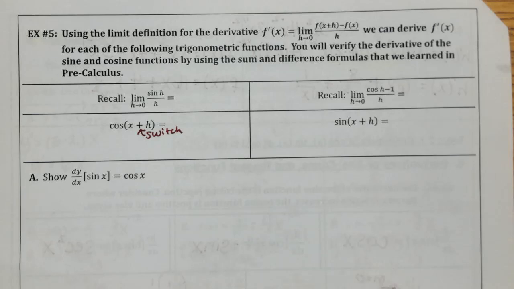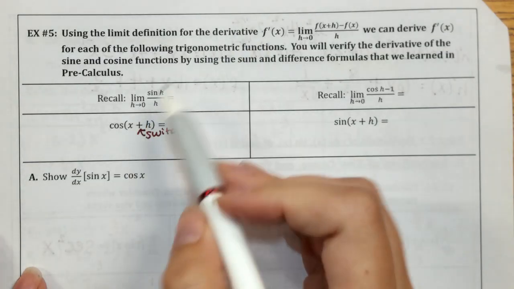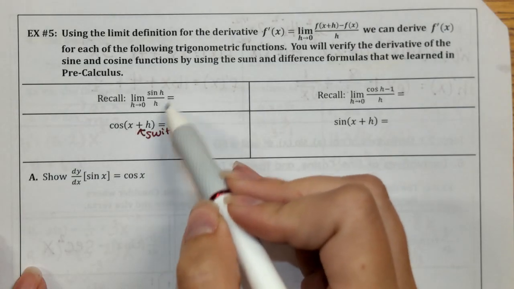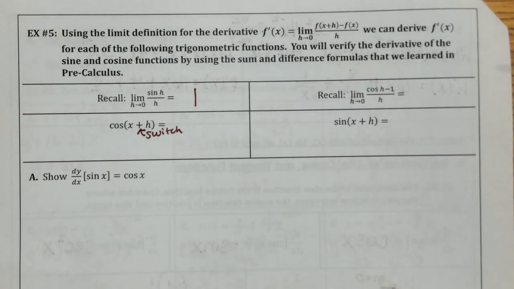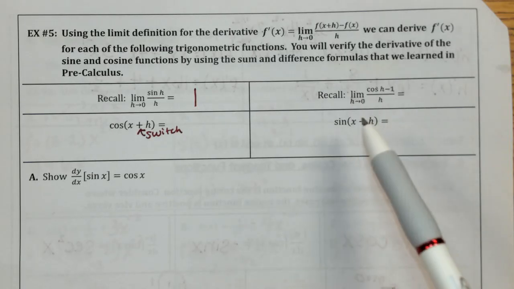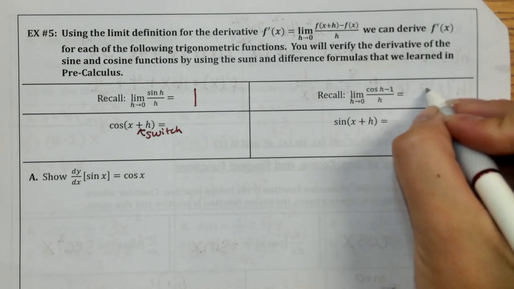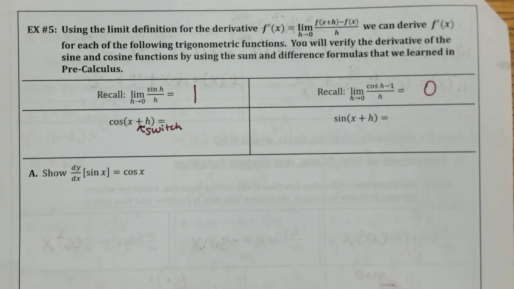It's okay. So, first off, we're going to establish these two rules. If you have the limit as h approaches 0 of sine of h over h, very similar to your sine rules, this is going to come out to 1. If you have the limit as h approaches 0 of cosine of h minus 1 divided by h, this is going to come out to what? 0. Good job, Franklin.